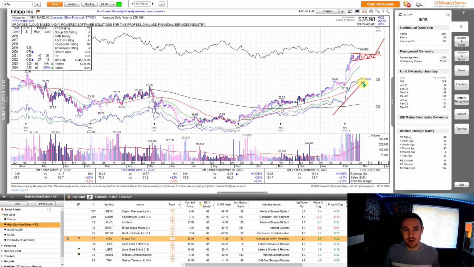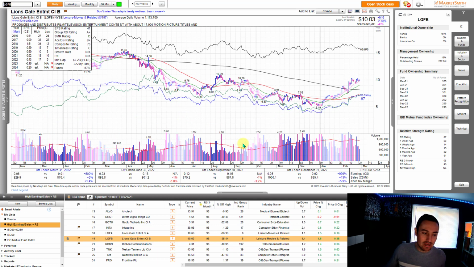That could look interesting. RS line's very strong. So these are the kind of stocks that you are going to be getting. LGFB, so this one here, see how it's starting to power up here. You've got some really nice volume footprints going on.